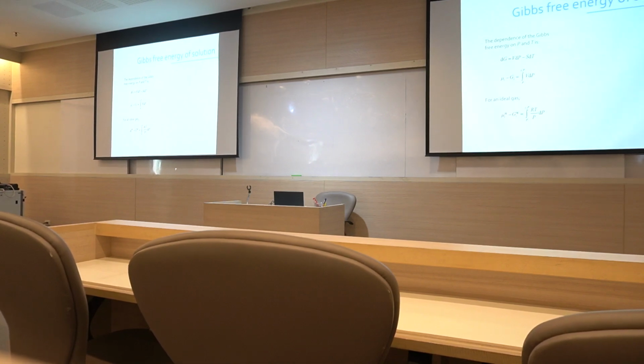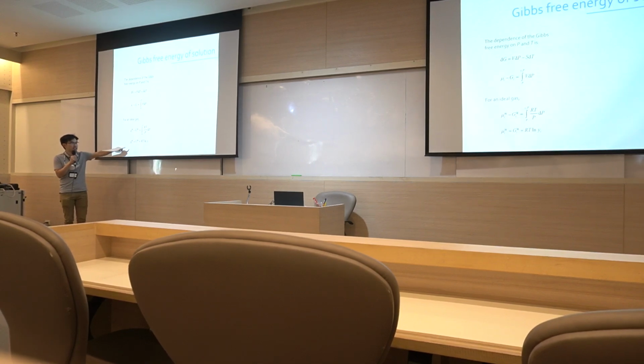So for ideal gas, this integral is very simple because V for ideal gas is RT over P. Do the integration very quickly. That's your integral, so it becomes RT log YiP over P. So it becomes RT log Yi. That's your partial Gibbs free energy based on the ideal gas model.